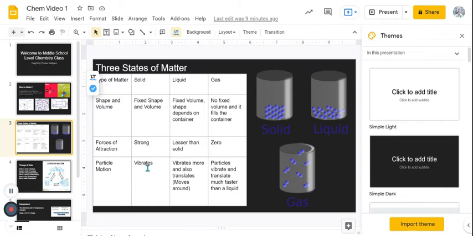Okay, now particle motion. In solid, the particles are actually vibrating. As I said, all matter has particles in constant motion. For liquid, the particles vibrate more and also translate, moving around. And for gas, the particles vibrate and translate much faster than in a liquid.